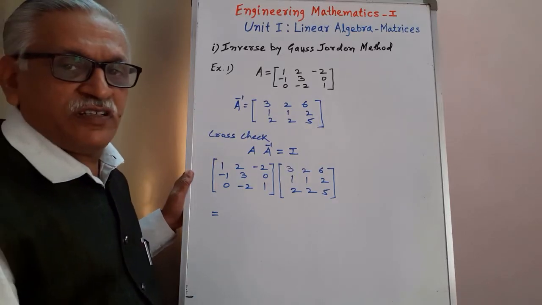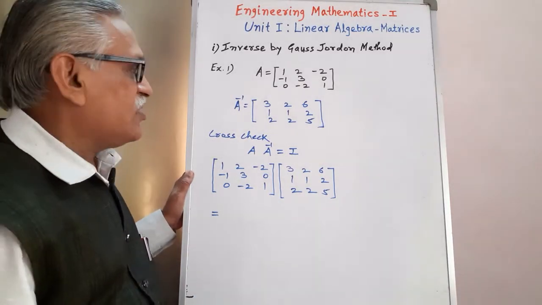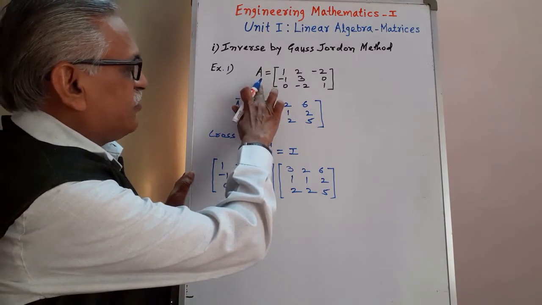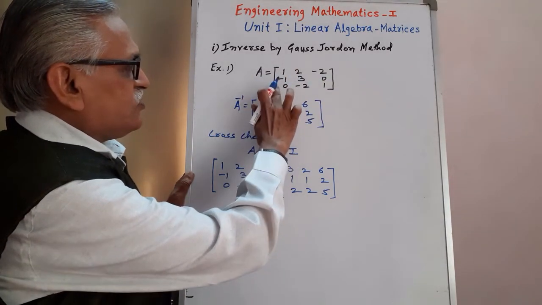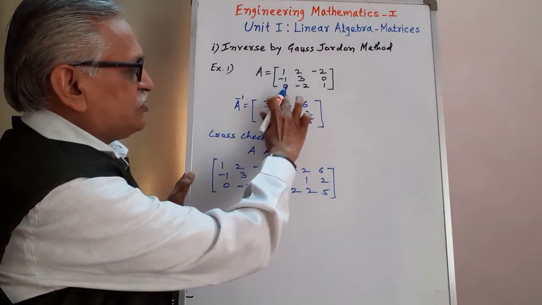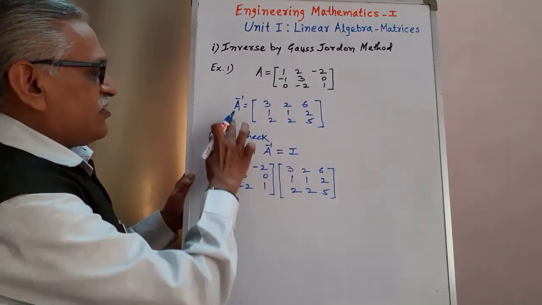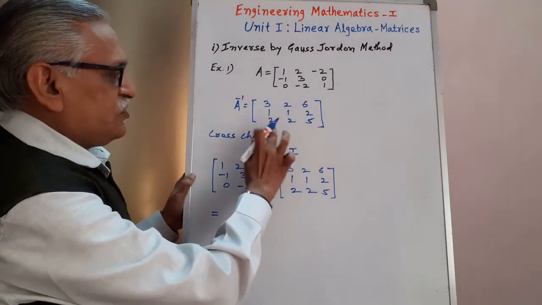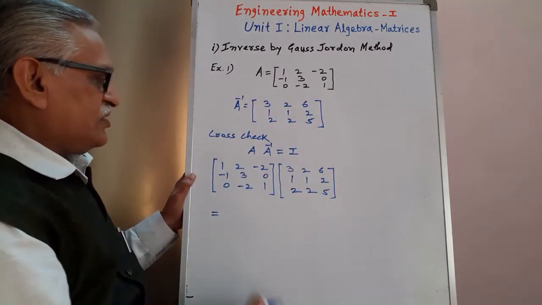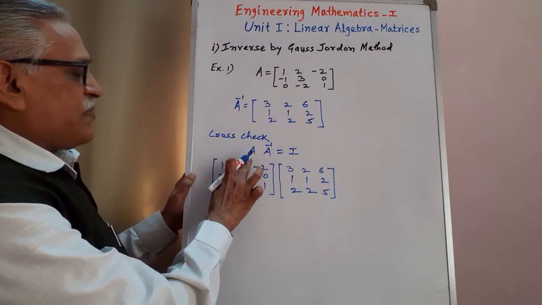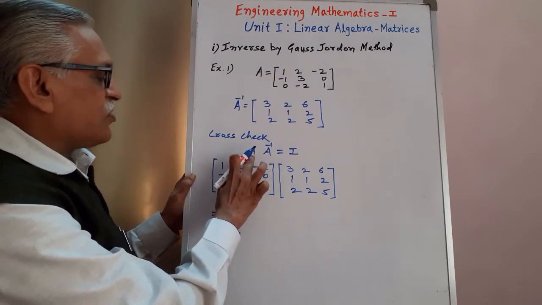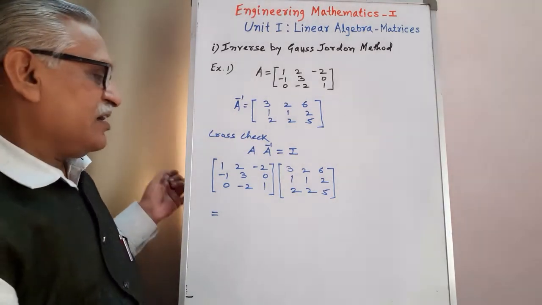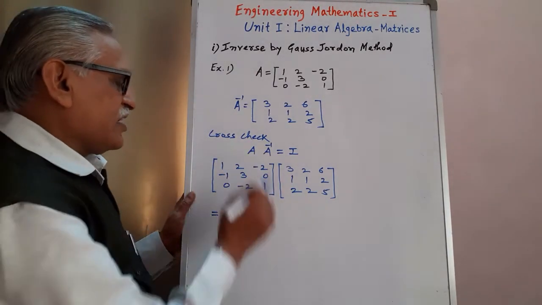Let us cross check whether the answer is correct or not for the first example, where the given matrix A is [1 2 -2; -1 3 0; 0 -2 1], and we obtained the inverse as [3 2 6; 1 1 2; 2 2 5]. We take the help of this property: if the product of A into A inverse is the identity matrix, then the result is correct.